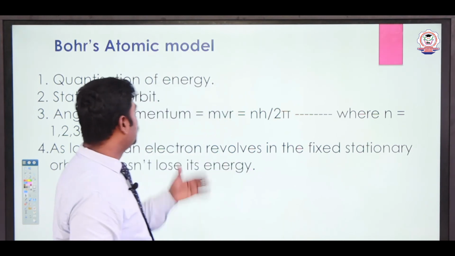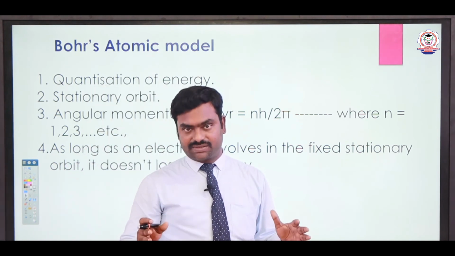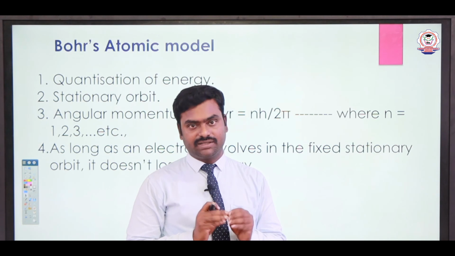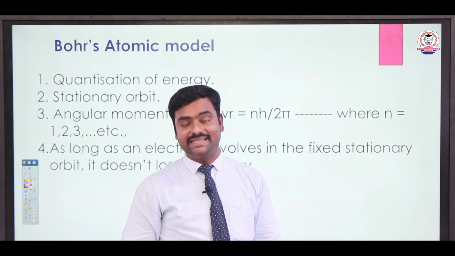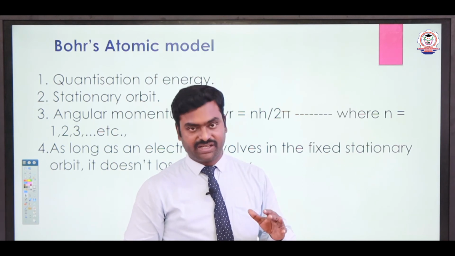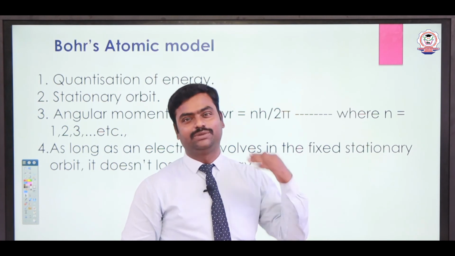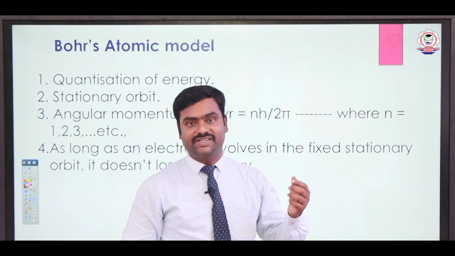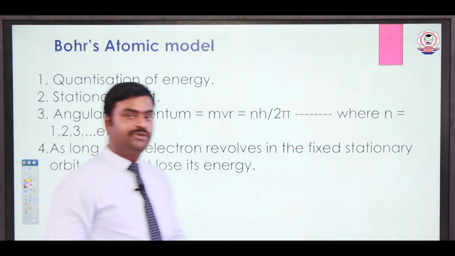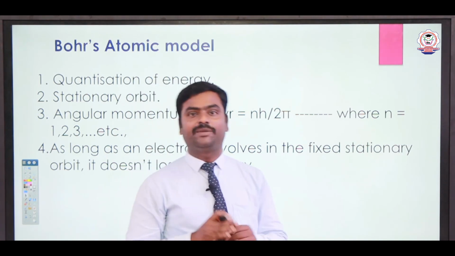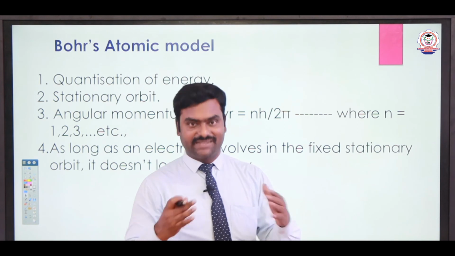What are they? First one, quantization of energy. In atoms, electrons are available in a particular orbit. They have quantized energy, that is E is equal to n h nu. So for each orbit, the value must be 1 h nu, 2 h nu, like that only. That is called quantization of energy. Next one, stationary orbit. For each electron, there is a stationary orbit. Whenever the electron is in the stationary orbit, it won't lose its energy.